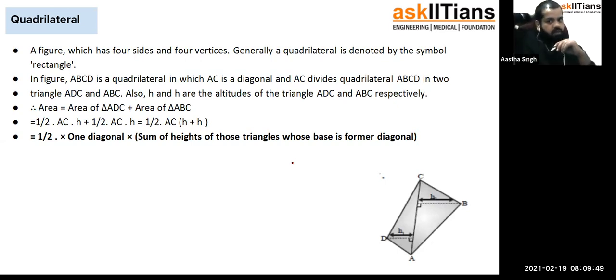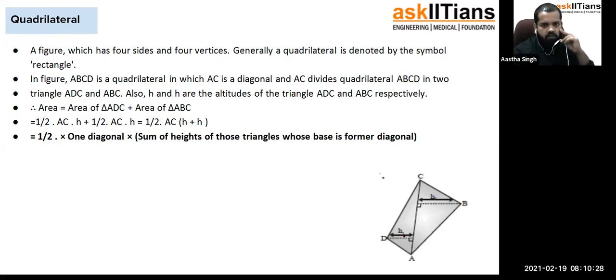Now comes the quadrilateral, a figure which has four sides and four vertices. In figure ABCD, AC is the diagonal, and AC divides the quadrilateral into two parts, and both will be triangles. If you know all the sides of the triangles, then you can easily put them in Heron's formula, and just add both triangles. You will get the area of your quadrilateral, right?